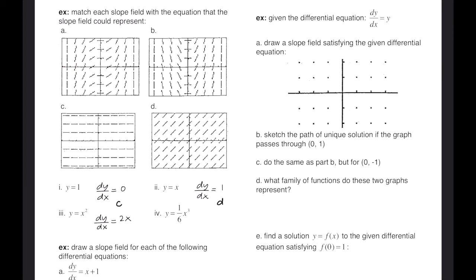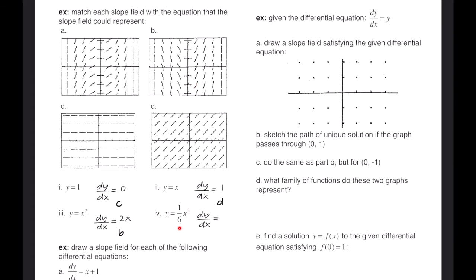So we'd plug in a negative value right here, and when you times by 2, you're still going to have a negative value. So that means all of the lines need to have a negative slope. And you can see for part B, to the left of the y-axis, all of these lines have negative slope. But over here, all of these lines have positive slope. So that means this differential equation corresponds to graph B.